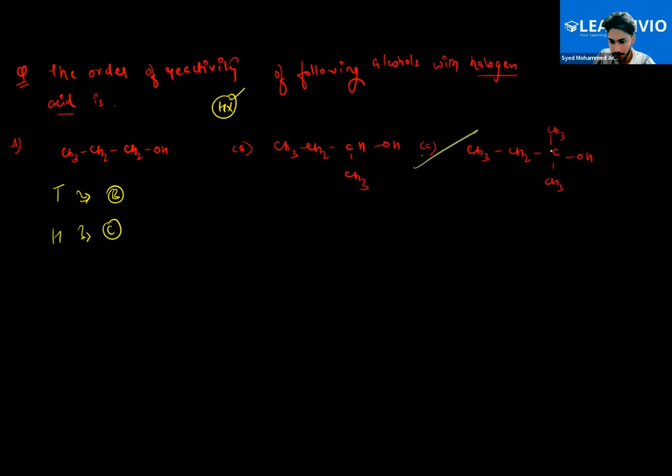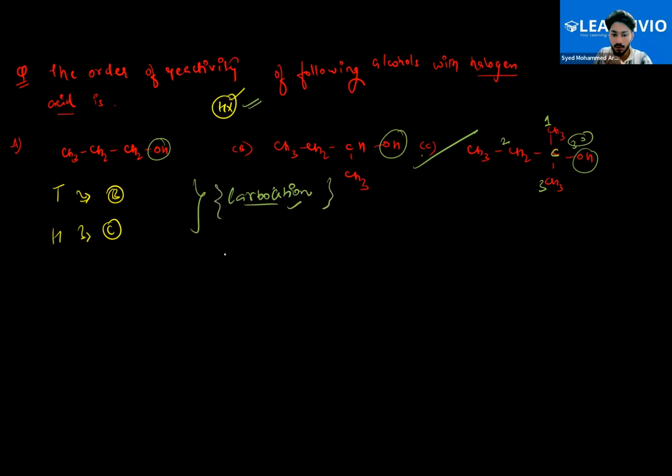Why? Because this carbon is a 3-degree carbon. And as I have told you, if I react this alcohol, where the OH group is attached, with a halogen acid, something forms in the middle of the reaction, which is the intermediate state, and the intermediate state will be a carbocation. So you need to answer according to the stability of the carbocation. Which carbocation will be more stable? The 3-degree carbocation will be more stable.